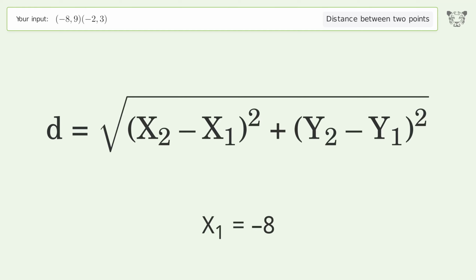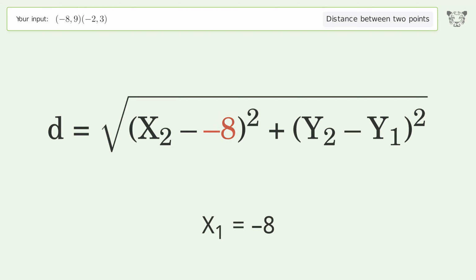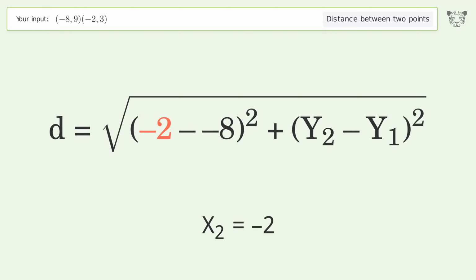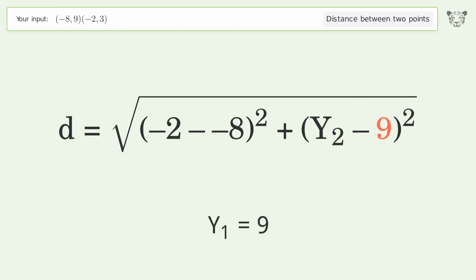x1 equals -8. x2 equals -2. y1 equals 9. y2 equals 3.